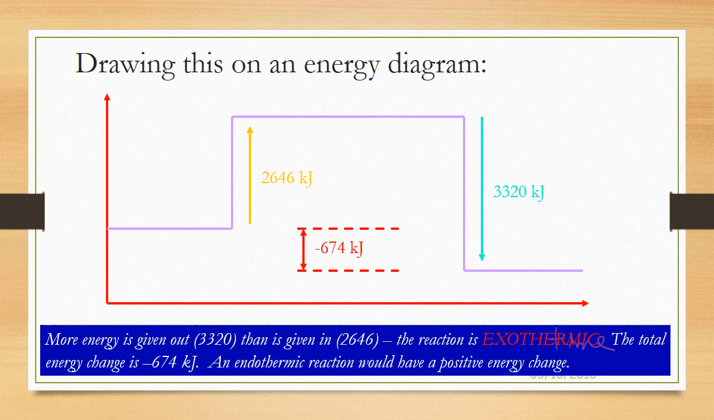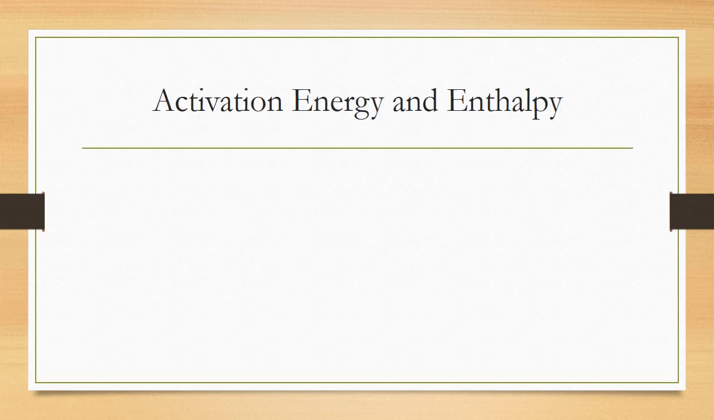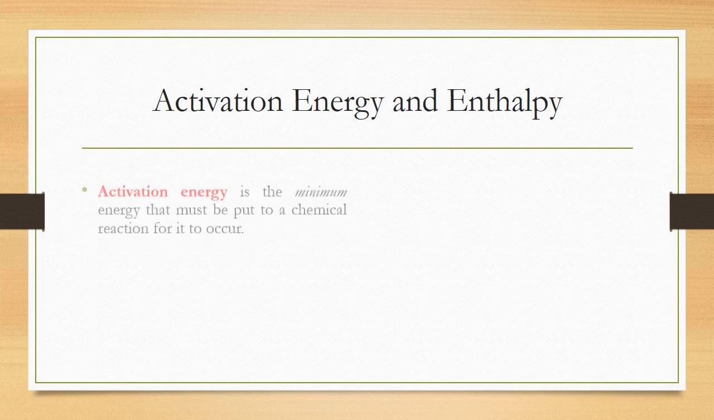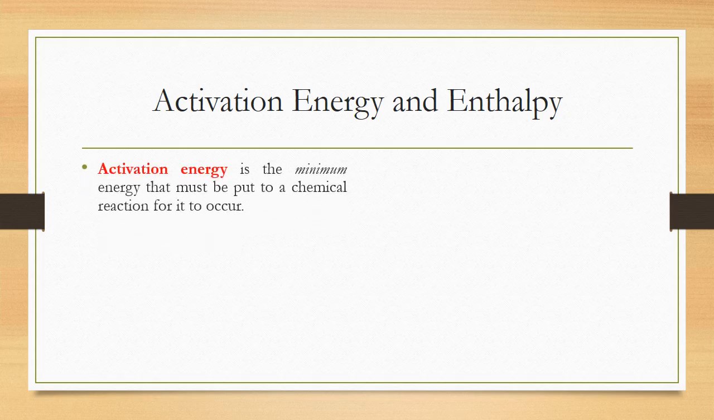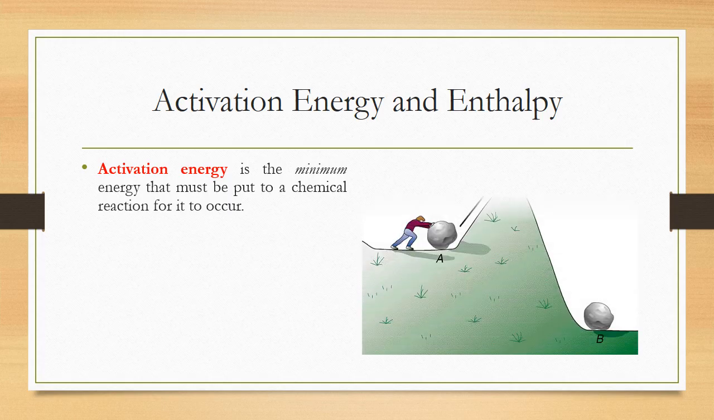Okay. If it was an endothermic reaction, then the reaction would have been positive instead, or the mixture difference would have been positive rather than negative. Okay. You've also seen in that diagram there was a giant hump in it. This is known as the activation energy. The activation energy is the minimum energy that must be put into a chemical reaction for it to occur.